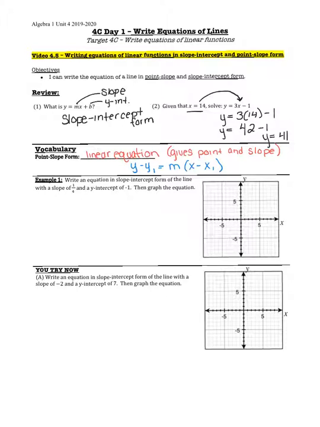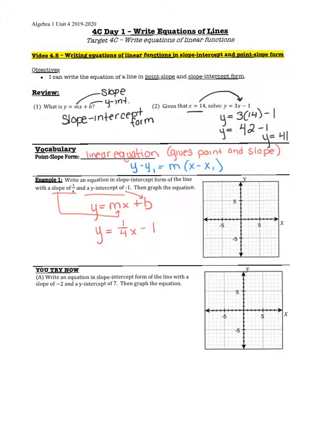So the first thing we're going to look at is just writing the equation of a line when given the slope and a y-intercept. In example number 1, it says, write the equation in slope-intercept form with a slope of 1/4 and a y-intercept of -1. Because they give me slope and y-intercept, my mind is thinking slope-intercept form. The slope is 1/4, so that goes in for m, and my y-intercept is -1, so that goes in for b. So my equation is y equals 1/4 x minus 1.